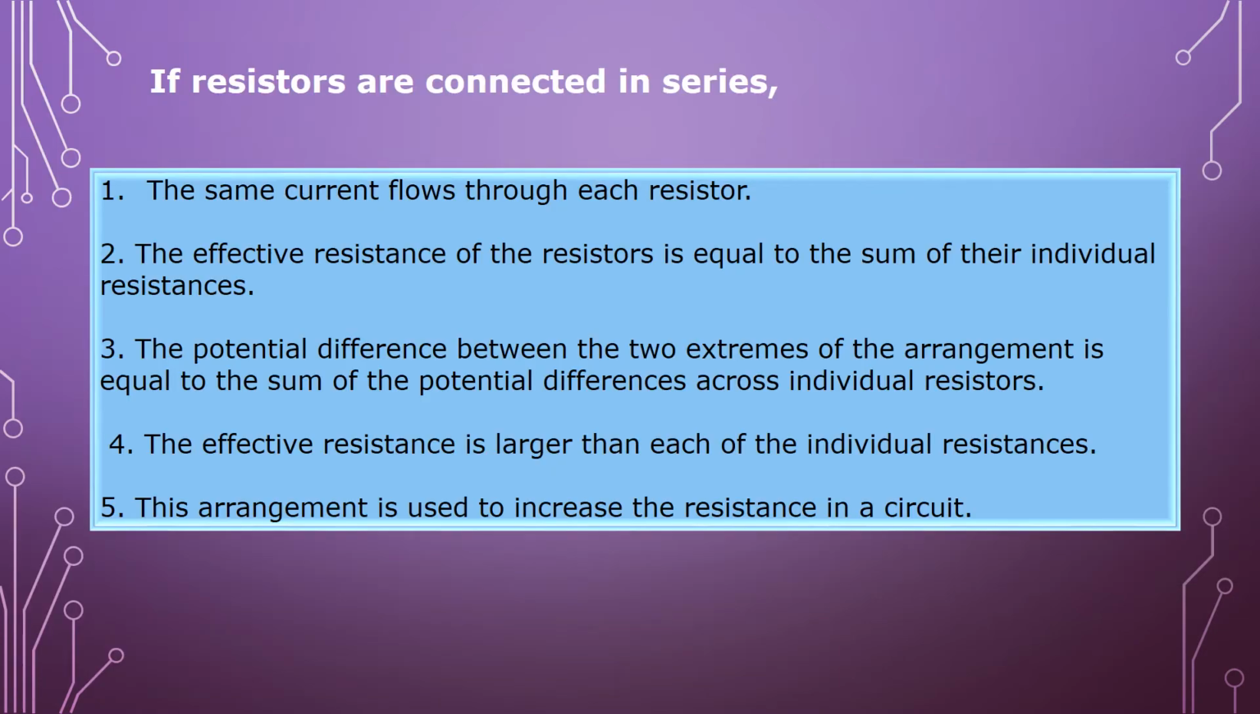So if resistors are connected in series, the same current flows through each resistor. The effective resistance is equal to the sum of their individual resistances. The potential difference between the two extremes of the arrangement is equal to the sum of the potential differences across individual resistors. So the effective resistance is larger than each of the individual resistances, and this arrangement is used to increase the resistance in the circuit.